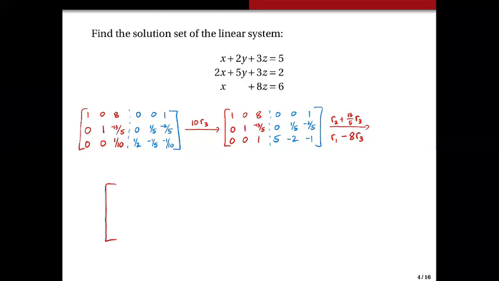So we just copy row 3, 0, 0, 1, and then 5, negative 2, negative 1. Okay? For row 1, we have row 1 minus 8 row 3. So this is 1 minus 0, that's 1. 0 minus 0, that's 0. 8 minus 8 times 1, that's 8 minus 8, that's 0. Then 0 minus 8 times 5, that's minus 40.